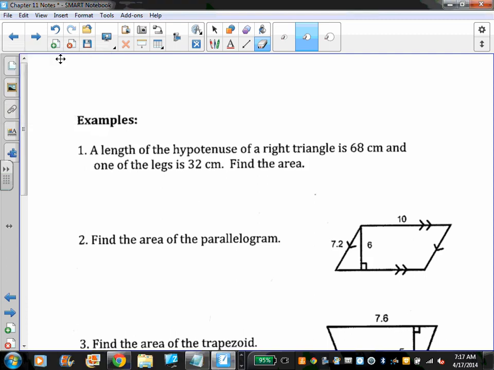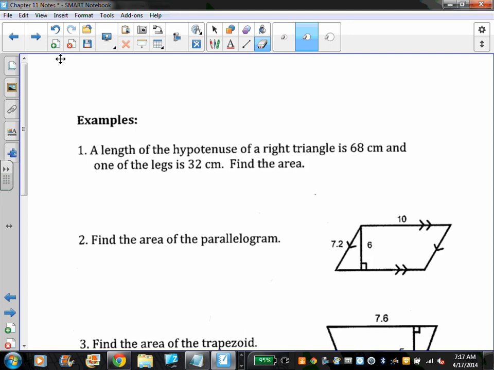Alright, everybody. Time for part 2 of the 11.1 and 11.2, or whatever section it is now, notes. The notes on area of polygons. This part of the video, part 2, is going to talk about examples that use the formulas that we just talked about, and how we can use these to help us find areas and things like that.